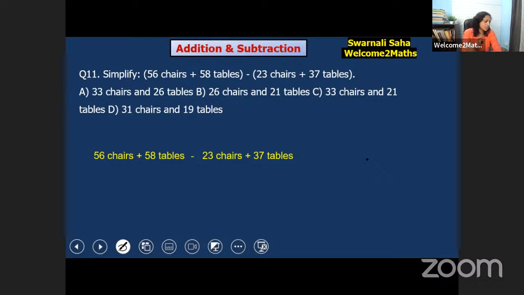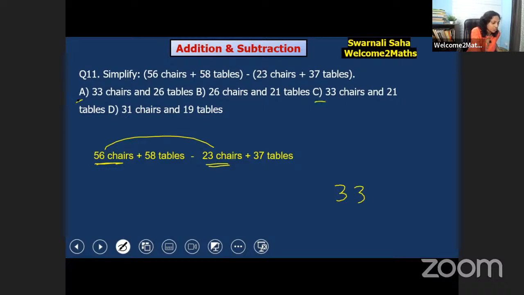So let's check the answer. You can see, first, let's solve chairs. And with this, we can solve the next one too, because we have 56 chairs and 23 chairs. So let's subtract it. Whenever you do this, we'll get 33 chairs. Okay. So let's see in which option we have 33 chairs.